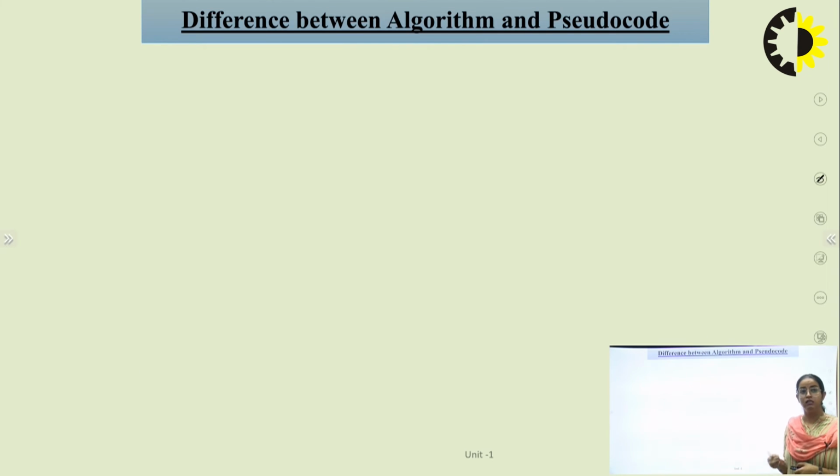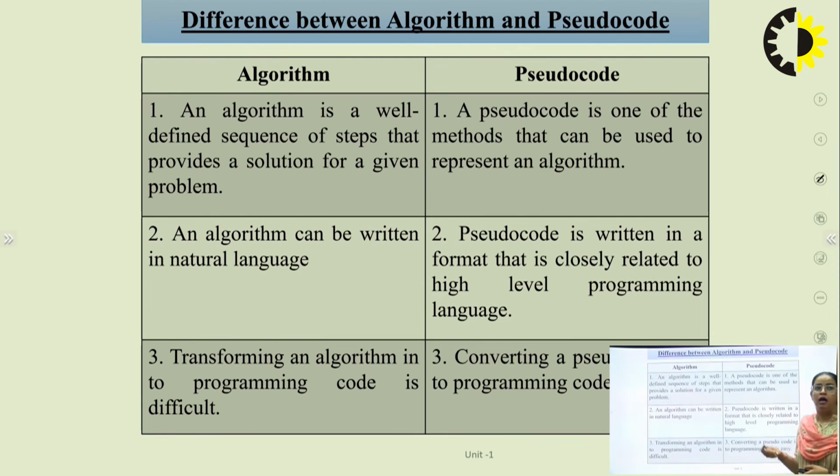Now the next thing, let's see the difference between the algorithm and the pseudocode. An algorithm, we already know, is a sequence of steps that provides a solution for a given problem. And pseudocode is one of the methods that can be used to represent an algorithm. The main difference is that in an algorithm we use steps for writing it, but in pseudocode we are removing those steps, and the start and stop steps.